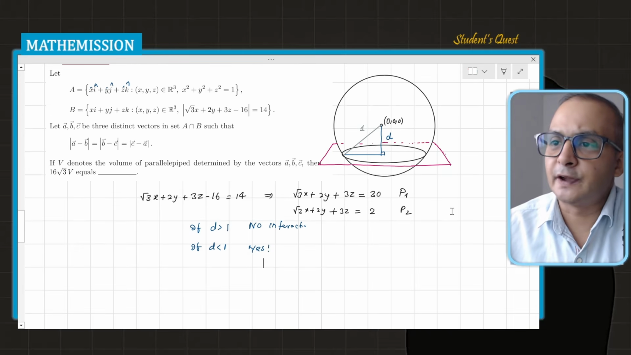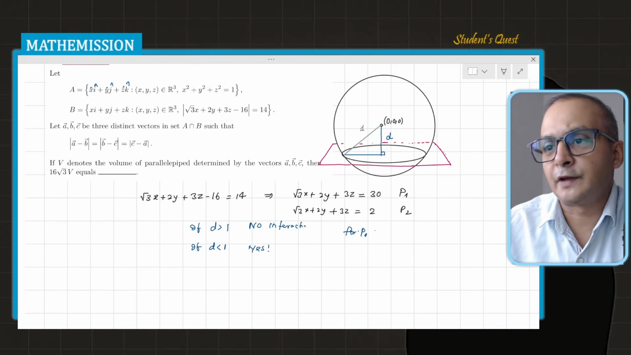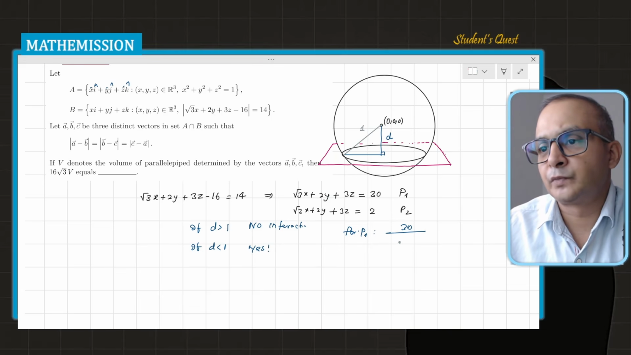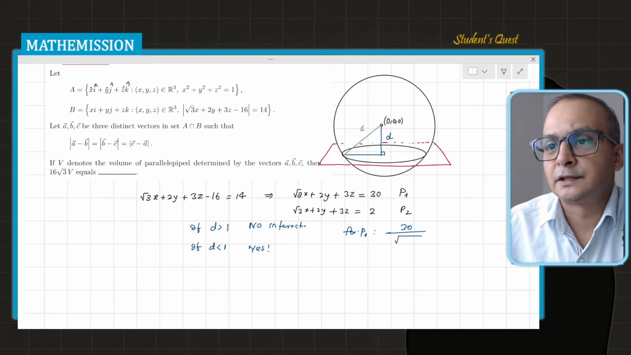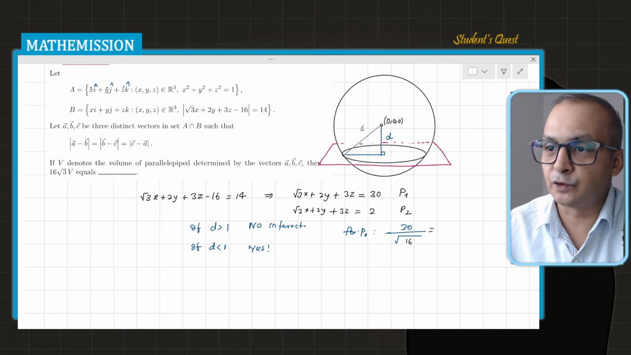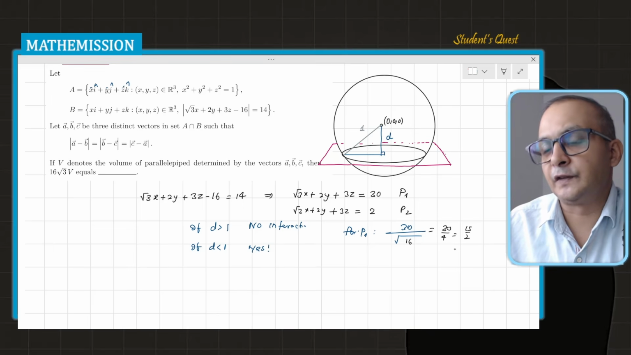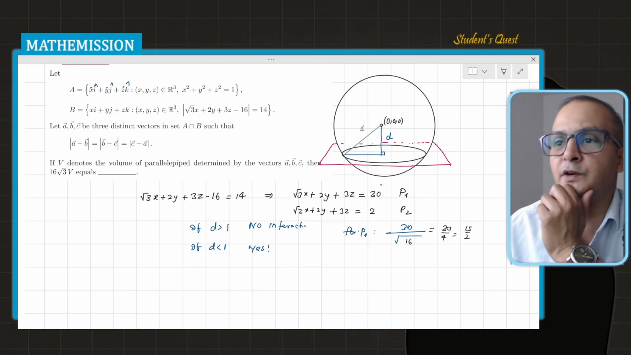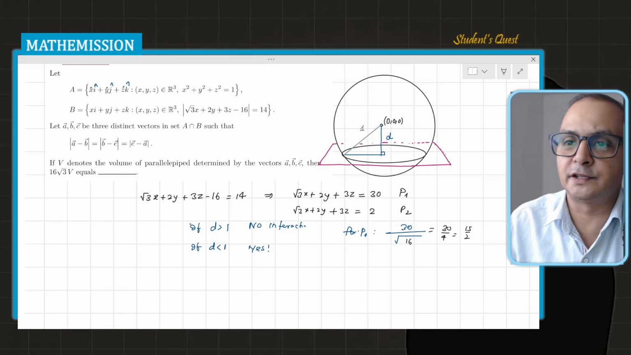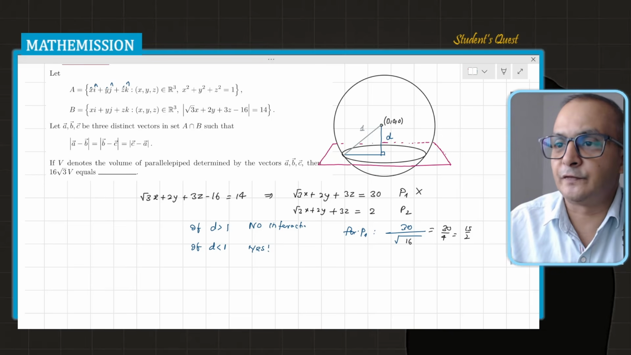So let's identify first. For P1, if I find the distance by putting 0, 0, 0, this will become 30 divided by root over 3 plus 4 plus 9, which is 16. So root 16 is 4, and that is going to be 30 by 4, that is 15 by 2. 15 by 2 is a very high number compared to 1, so that is not an intersection. So the first plane is failed.